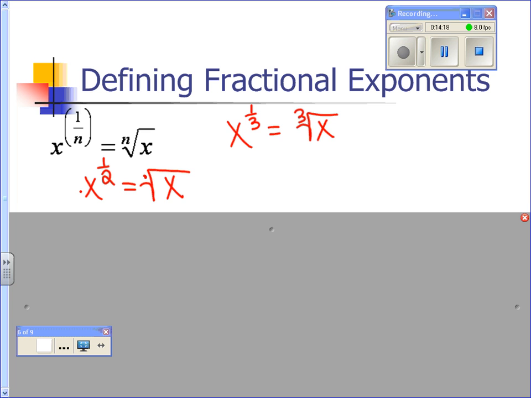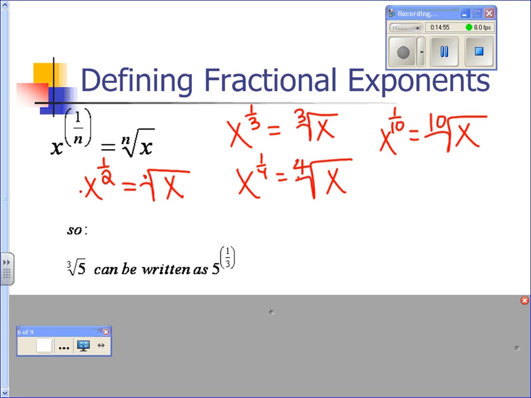Okay. So how would you write x to the 1/4? It's no longer square root. It's the 4th root of x. Does that make sense? What about x to the 1/10? The 10th root of x. You see how that works?